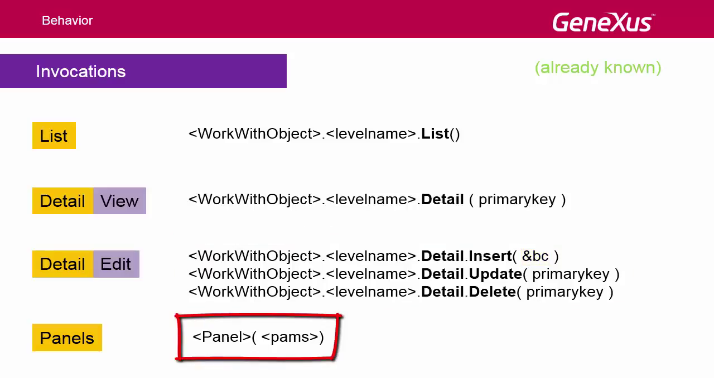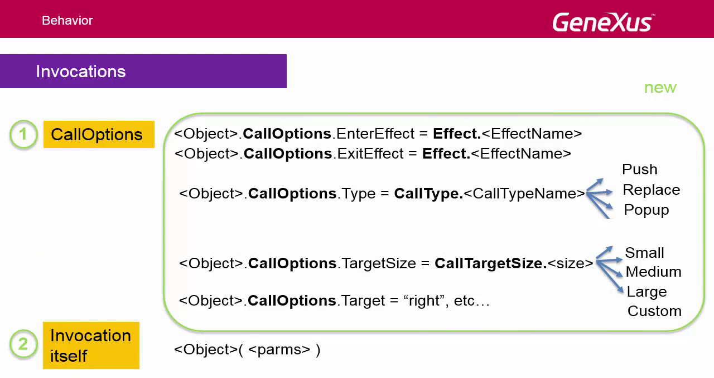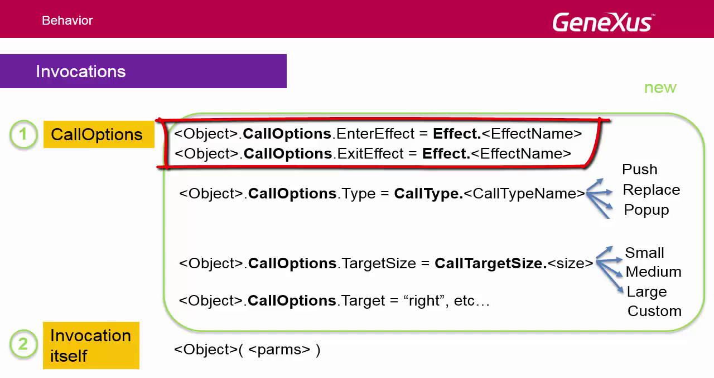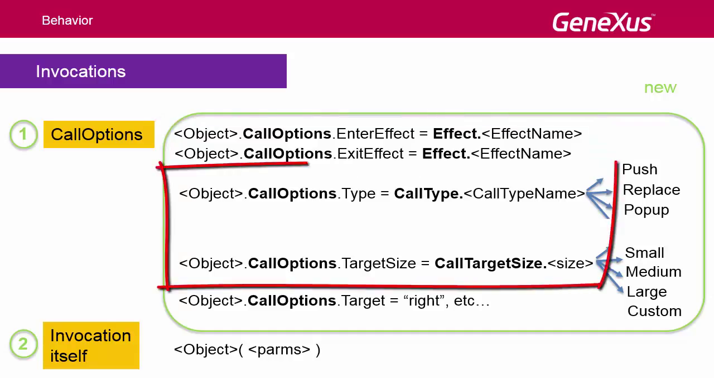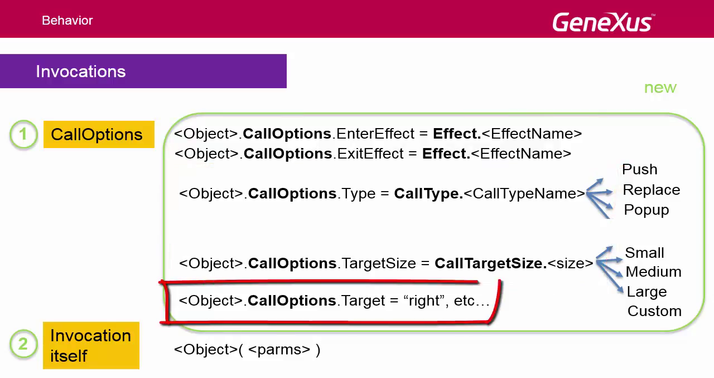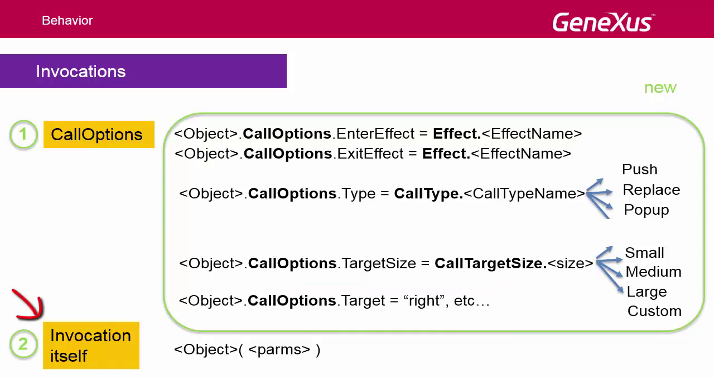The invocation to a panel is similar to any other invocation. However, in addition to invoking the object, we can do it by indicating at runtime the exit and entry transition for the user interface of the screen called, the behavior depending on the type of call, and the position or target that the called object will take in the screen device area. This is why the desired call options must be run before making the call, with the syntax we've seen before.